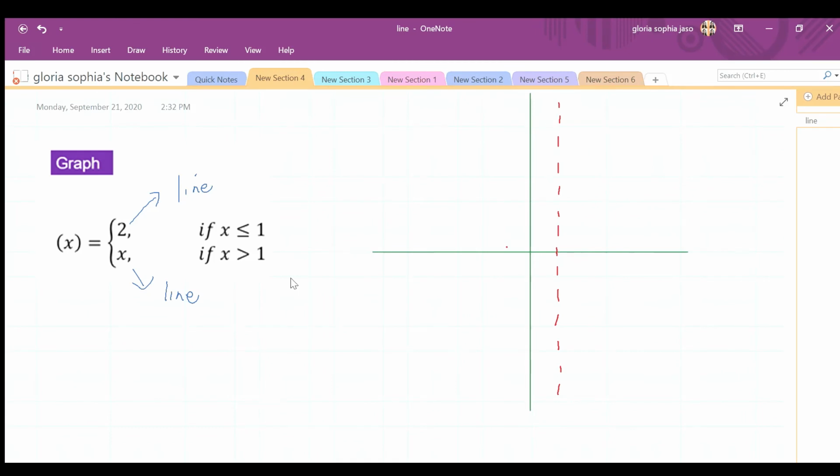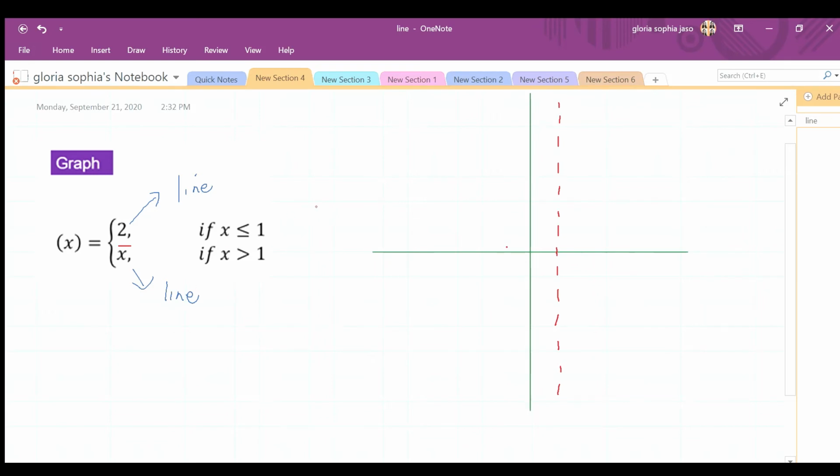Okay, so try pa natin to, class, para lalo nyong maintindihan. So, ano daw yung first step? Determine the shape of the graph. So, yung pinakauna is, so dito, class, sa example natin, 2. So, kapag 2, class, that is a constant function. So, that is a line. Okay? So, dito naman, y equals x. Dito sa pangalawa. So, dito is still a line.